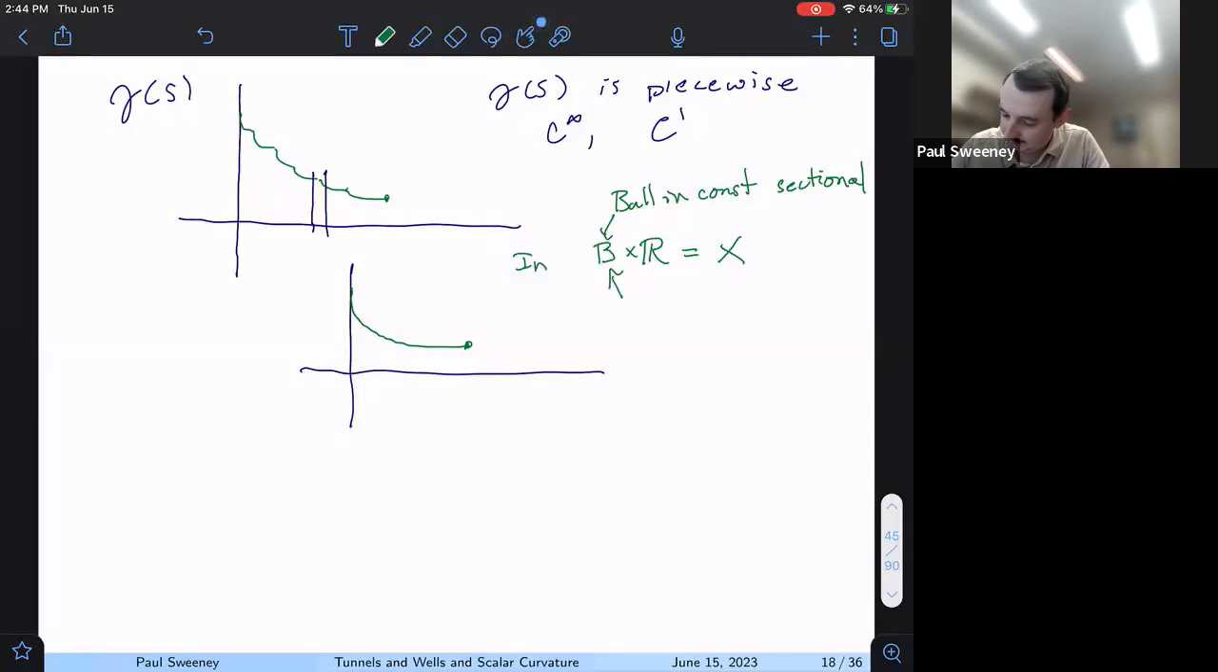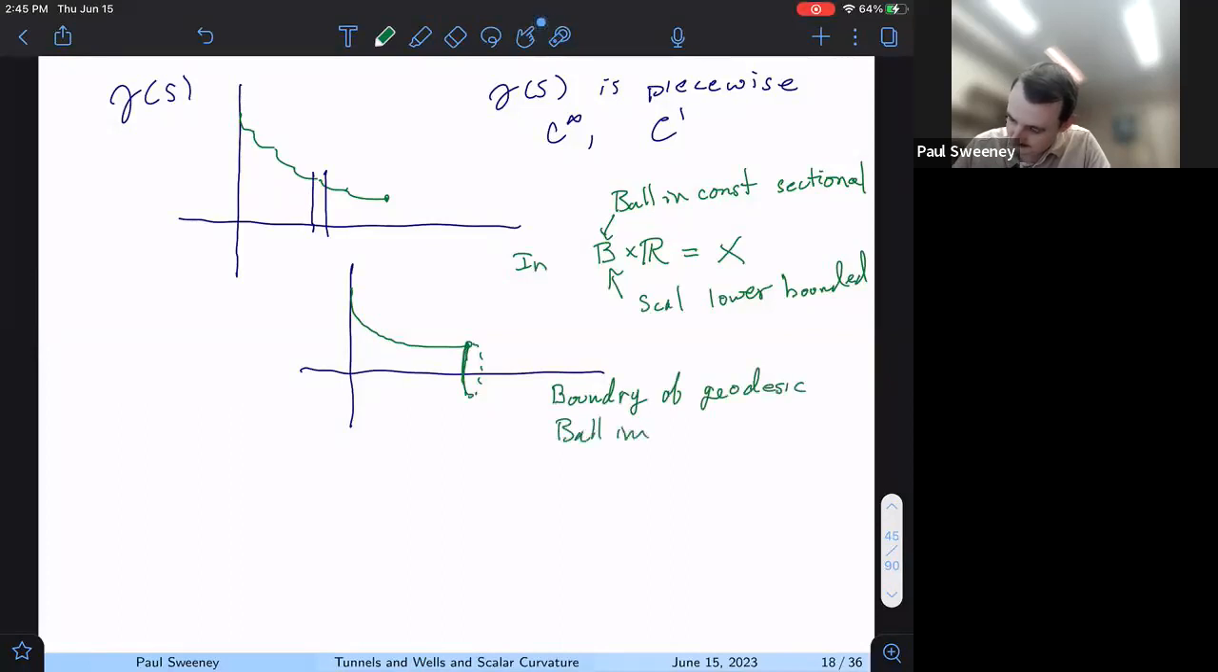Now I want to make a comment about what happens if this is just scalar curvature lower bounded. Morally, this comes from the same idea. This will be a small disk, so let me draw it in now. The surface that I just drew in is the boundary of a geodesic ball in the original manifold with radius less than delta.